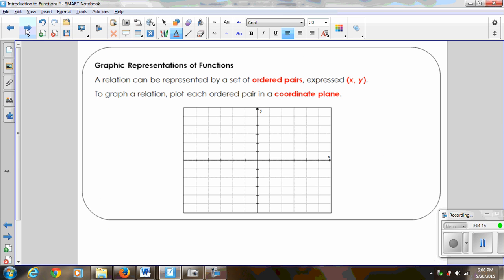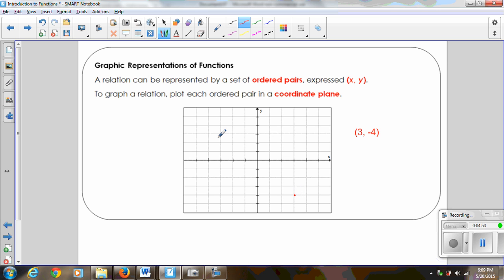Graphic representations. A relation and a function can be represented by a set of ordered pairs, expressed x, y. To graph a relation, plot each ordered pair in the coordinate plane. So for example, if I wanted to plot the point 3, -4, the 3 represents my x value, the -4 represents my y value. And so I want to go over on the x-axis to 3, and then on the y, I'm going to go down 4. And that's how I can plot my point.